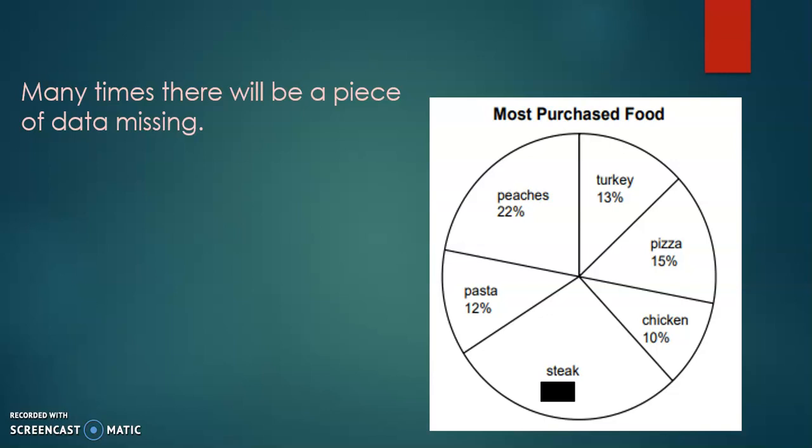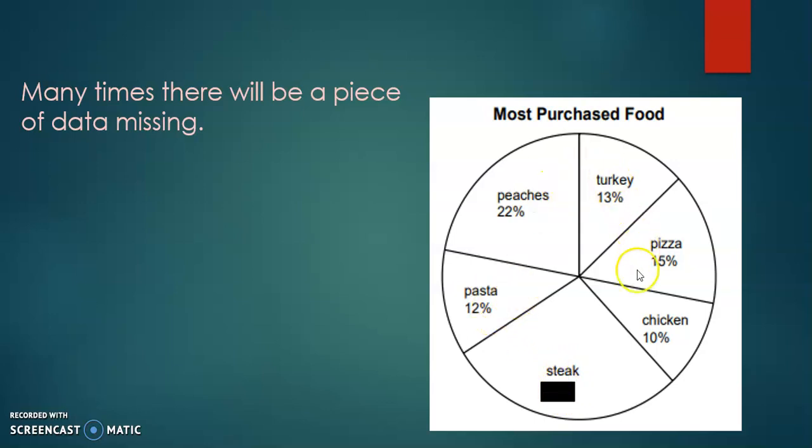So if you see on the circle graph that we have here, the graph is about most purchased food. So maybe a grocery store was seeing what they were purchasing a lot of, or a restaurant is figuring out what they sell the most, and they're just trying to figure out what is purchased the most often. So looking at it, I see that peaches are 22%, turkey is 13%, pizza is 15%, chicken is 10%, steak, we don't know, and pasta is 12%.